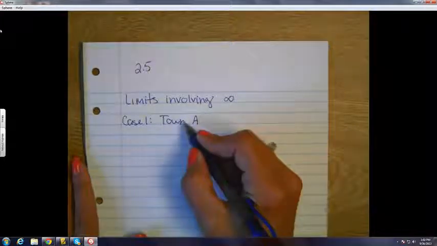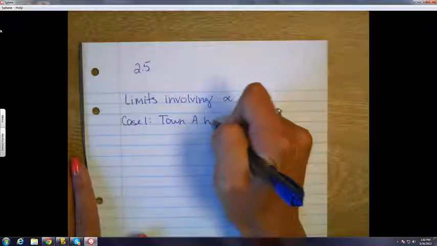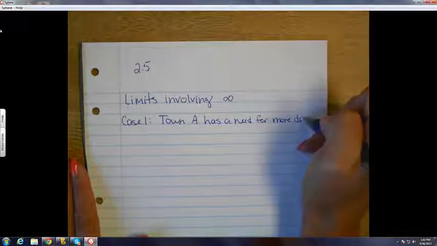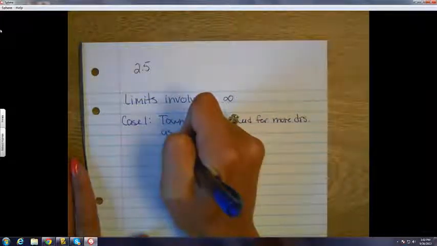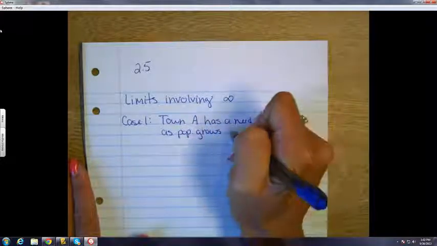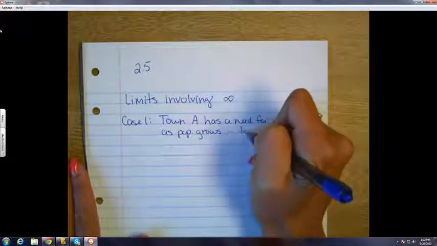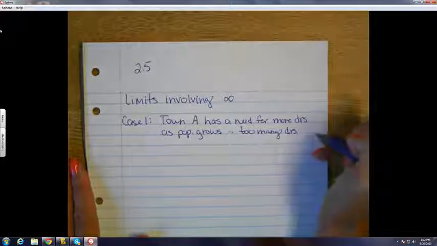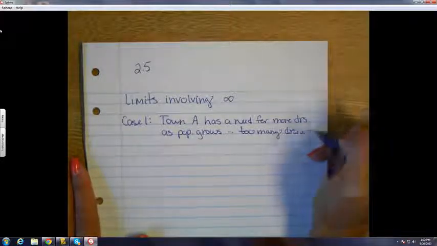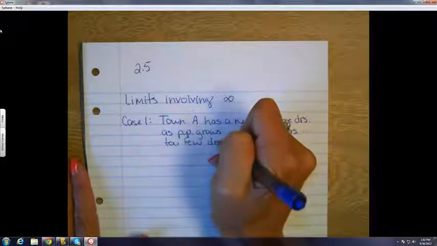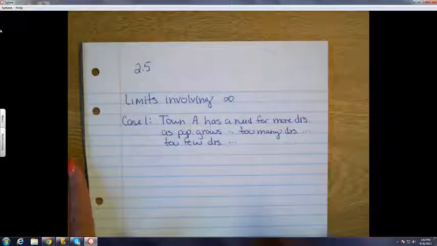So what we have happening is town A has a need for more doctors as the population grows. Then pretty soon there's too many doctors. So people stop going into that field. Then there's too few doctors. And this cycle keeps repeating, and it kind of looks like this.